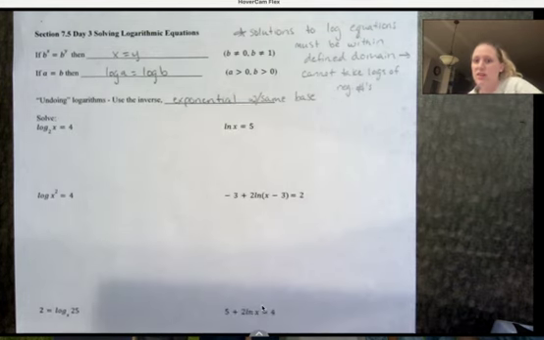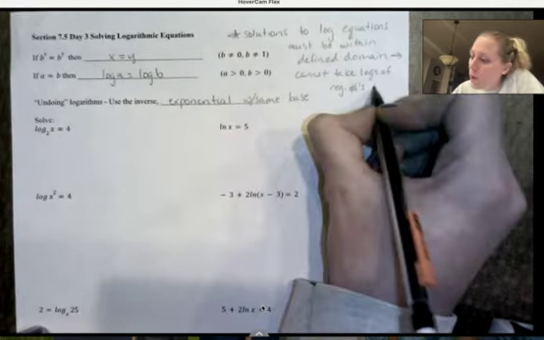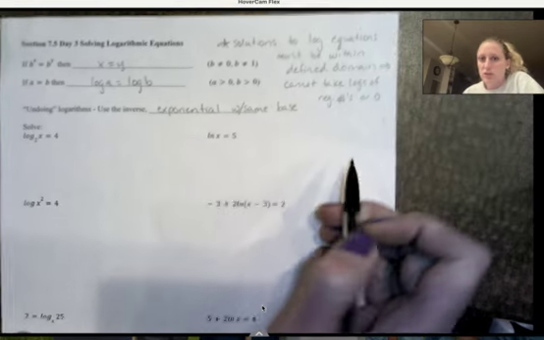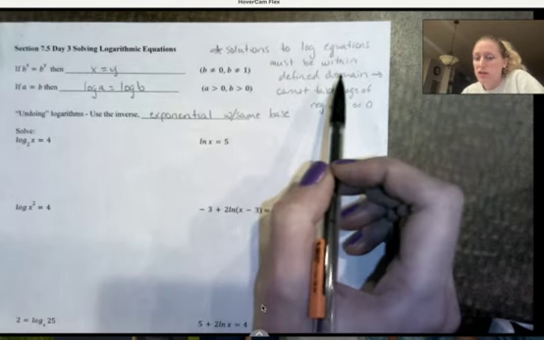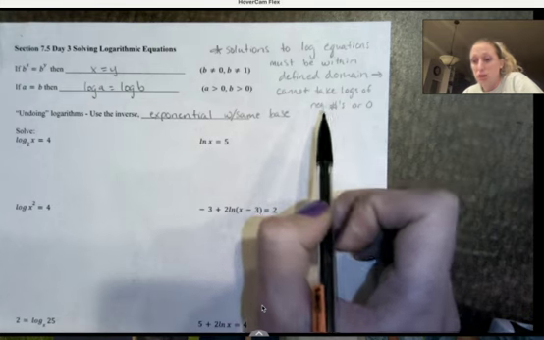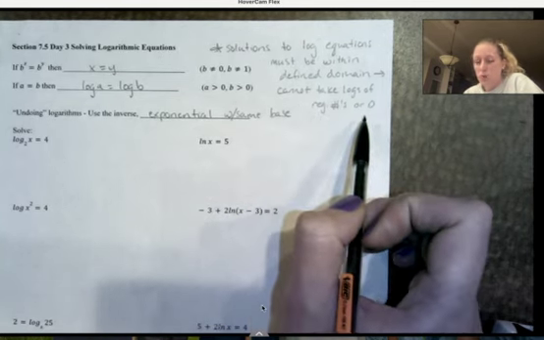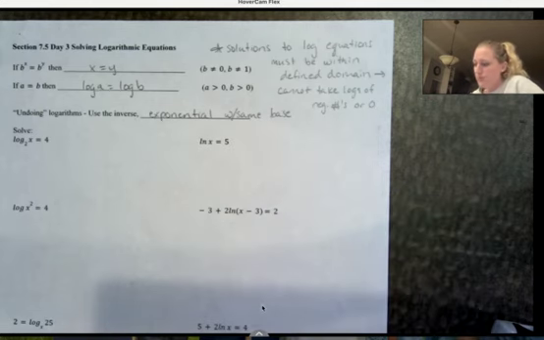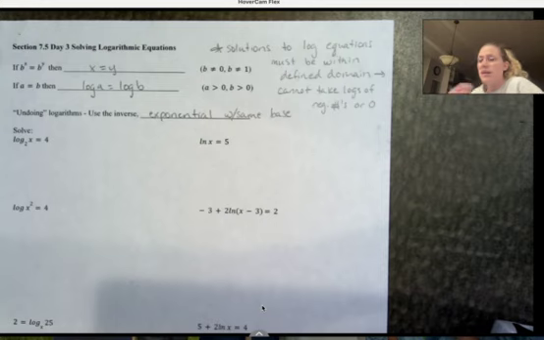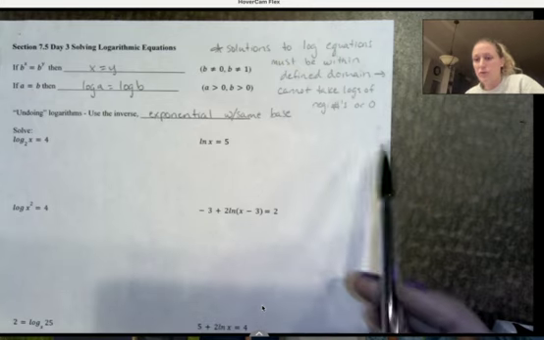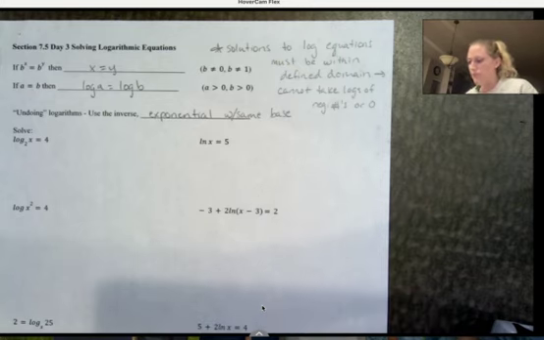So a and b must be positive. We cannot take the log of 0 or a negative number. So that's what I have over here. Solutions to log equations must be within our defined domain. So we cannot take the logs of negative numbers or 0. Okay? And that comes from we cannot take anything raised to a power and result in a negative number, or 0. So that's where that comes from, because remember, logs are the inverse of exponentials.